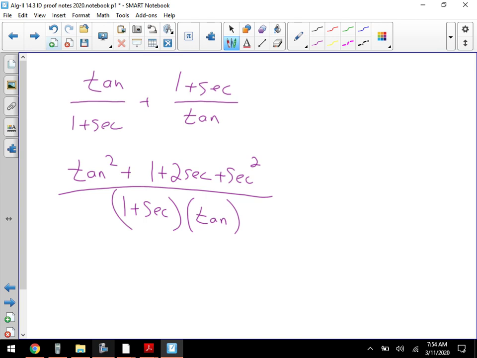Now, at this point, remember, if you know that identity, you can generate the other two easily. The first one is created by dividing everything by cosine. What's cosine divided by cosine? What's sine divided by cosine? Sorry, I was getting ahead of myself. The other one works when you divide it by sine.